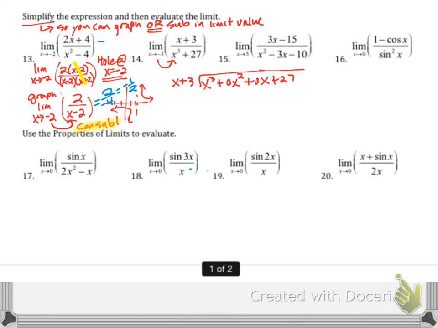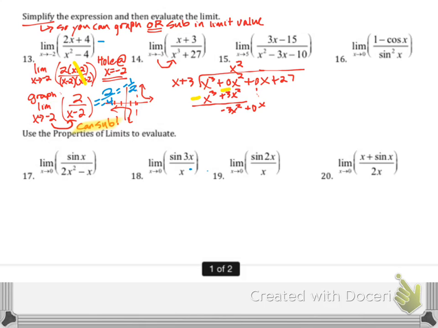Okay. There it is. How many times does x go into x cubed? It goes in x squared times, and then you multiply x squared times x plus 3. We get x cubed plus 3x squared. Then we subtract, and we end up with negative 3x squared. Bring down the 0x.